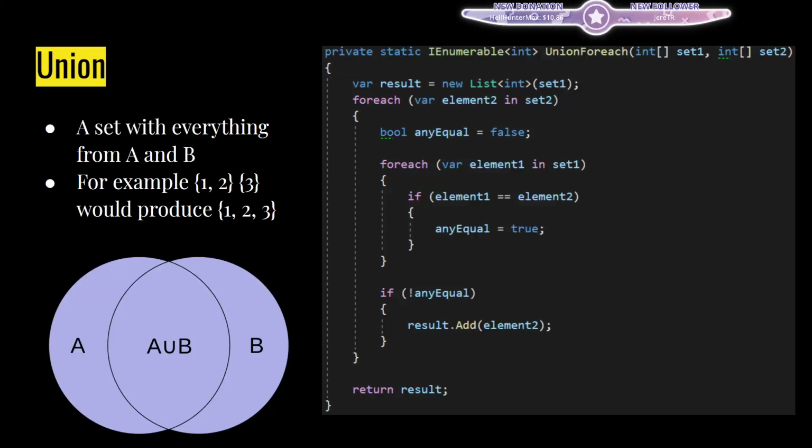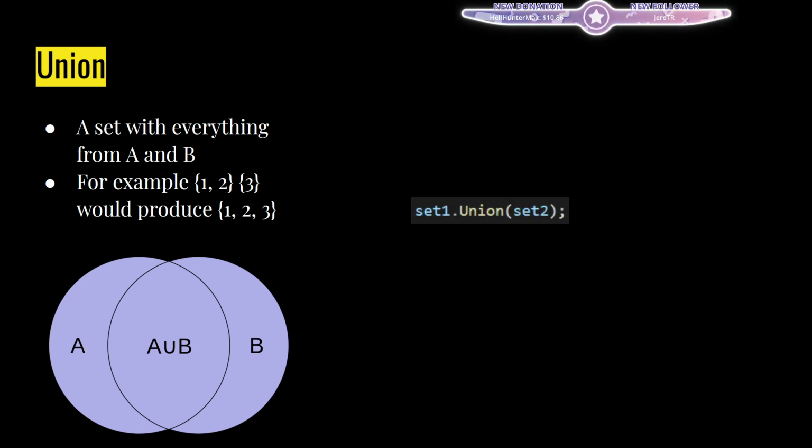The implementation of union with a foreach loop is quite some work, to be honest. It's quite some work because you need to see if we already have an element in the union, and if that element is not equal to what we already have in the result set, and only then add it to the final set. So here you can see the implementation with foreach, and here you can see how much simpler that looks with LINQ. Literally four words instead of 20 lines of code. And it reads exactly what it does. We say that set 1 will be in union with set 2.